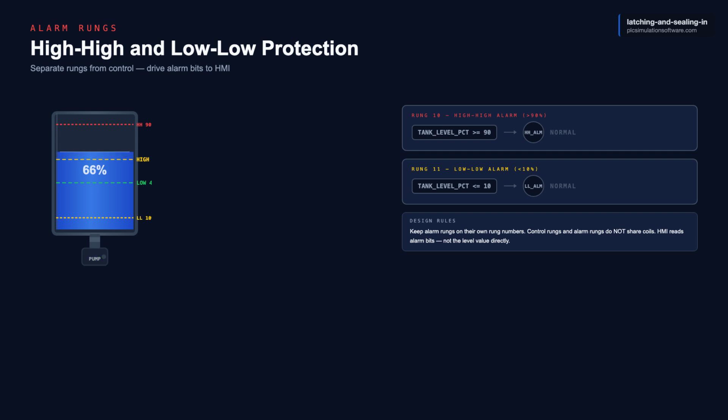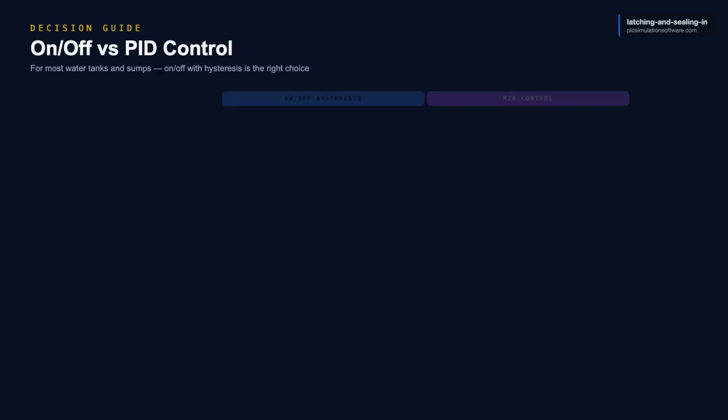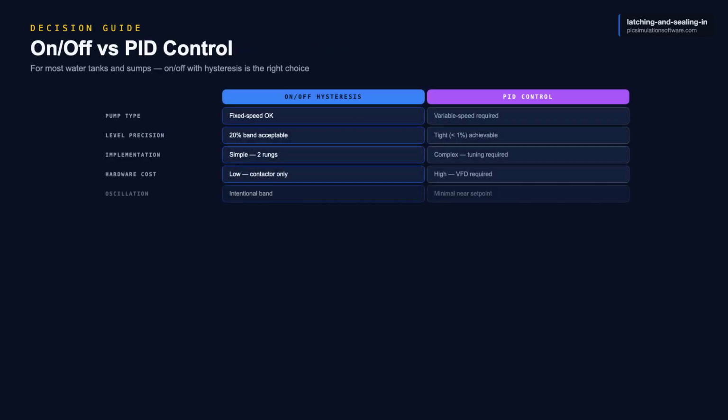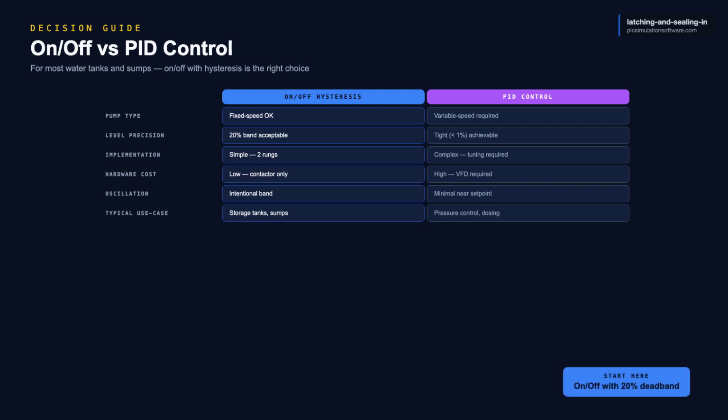On-off hysteresis versus PID. When to choose. On-off works when the process tolerates level oscillation between low and high. Water treatment tanks. Holding tanks. Most utility applications. The math is simple and the tuning is trivial. PID gives stable level at a tight target set point. Required for precise dosing. Pharmaceutical mixing.